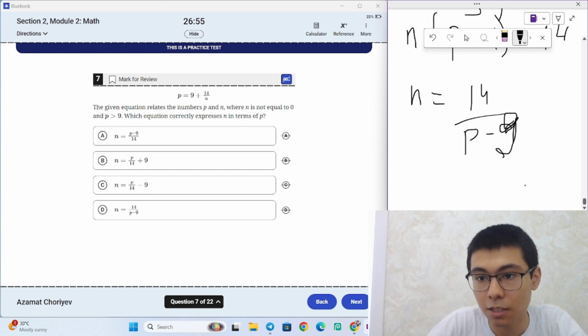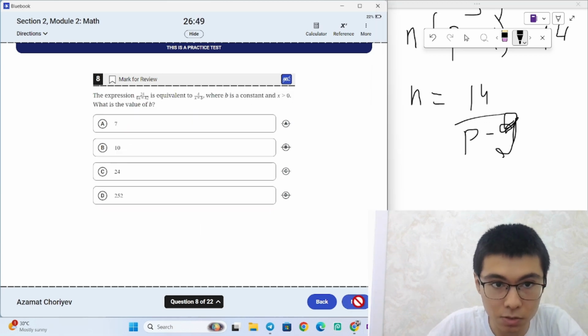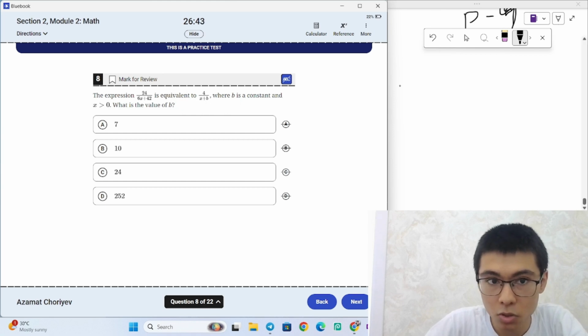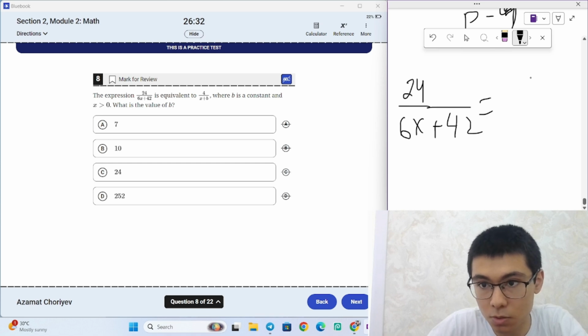9. Okay. So which one shows that? This one, D. So next, we have an expression that is equivalent to this. The first expression is 24 divided by 6x plus 42, and this is equal to 4 divided by x plus b.